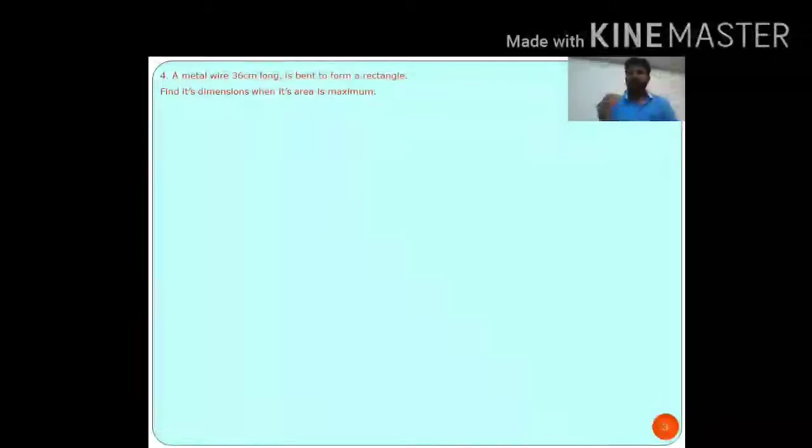Problem number 4. A metal wire 36 centimeter long is bent to form a rectangle. Find out its dimensions, that is length and breadth, when its area is maximum.